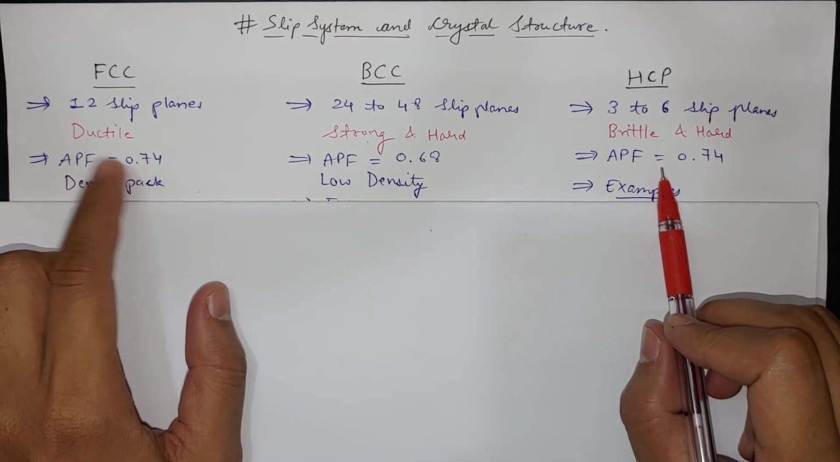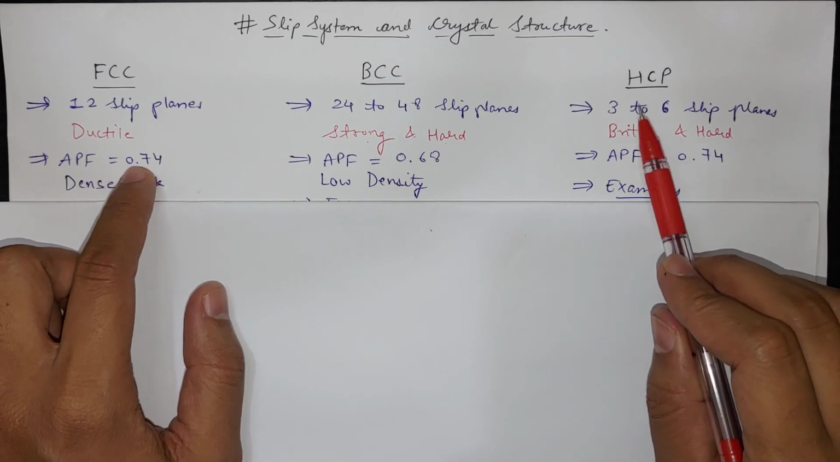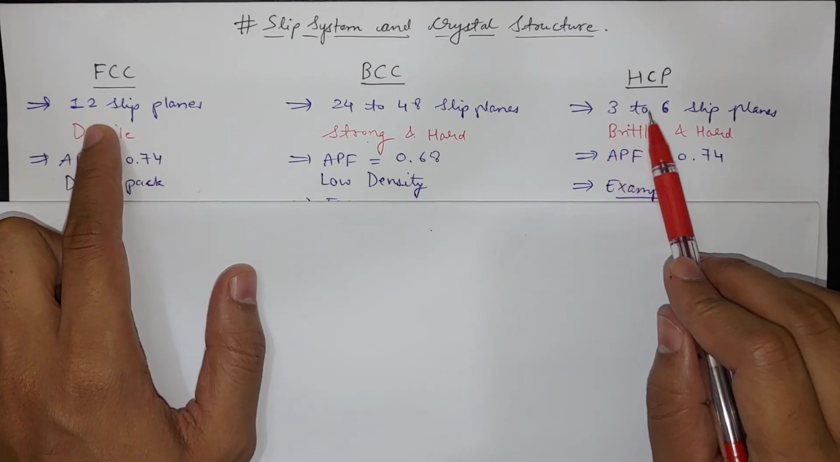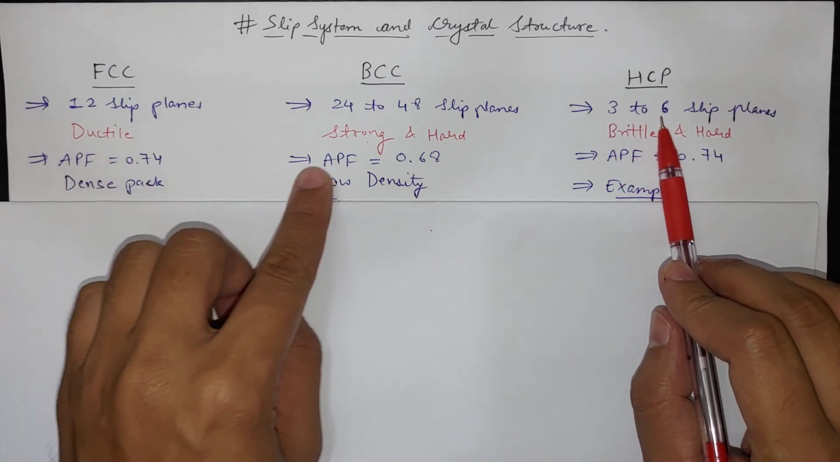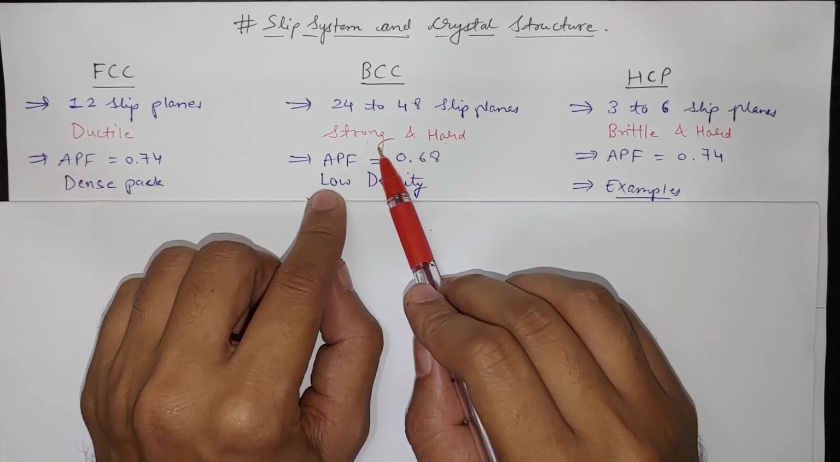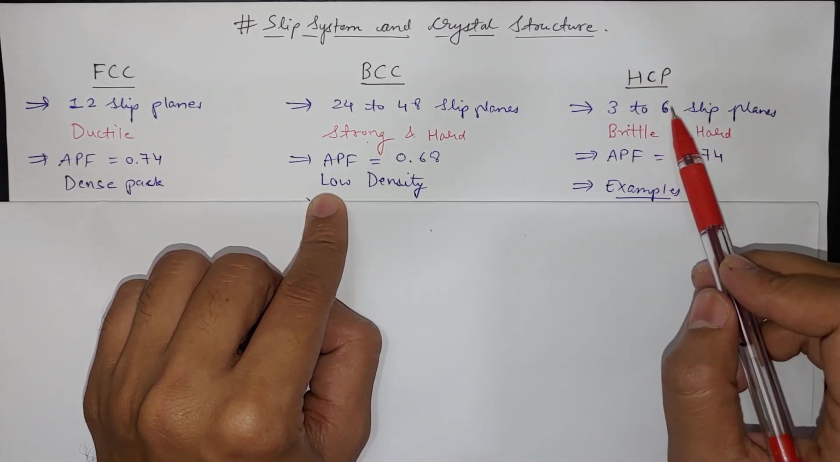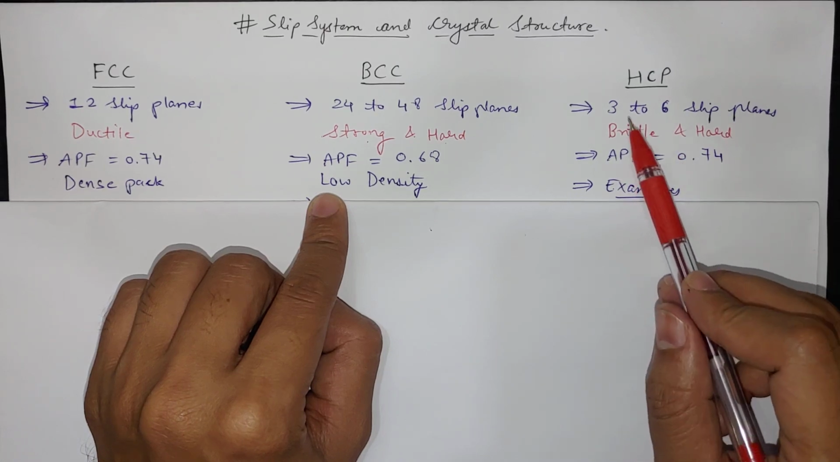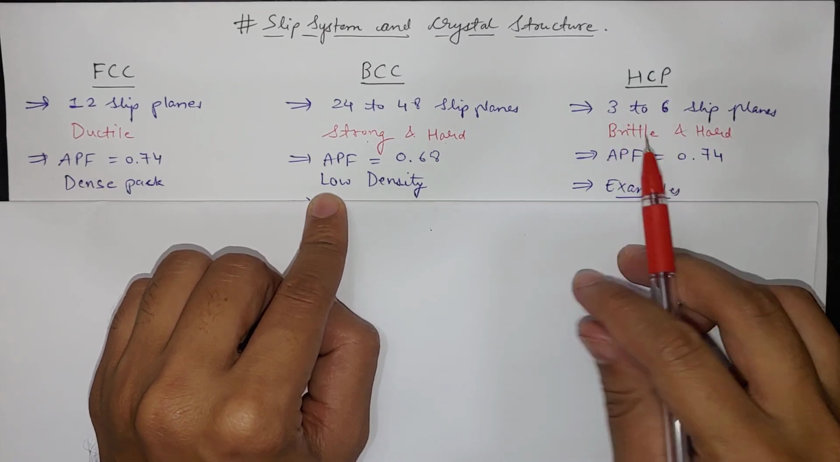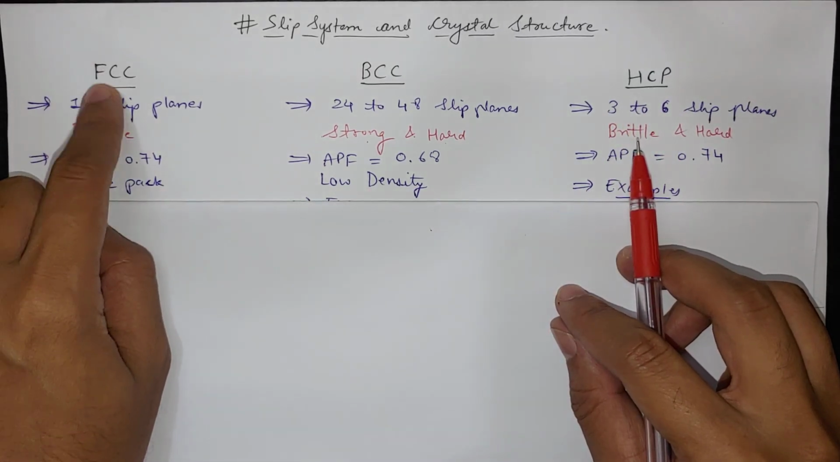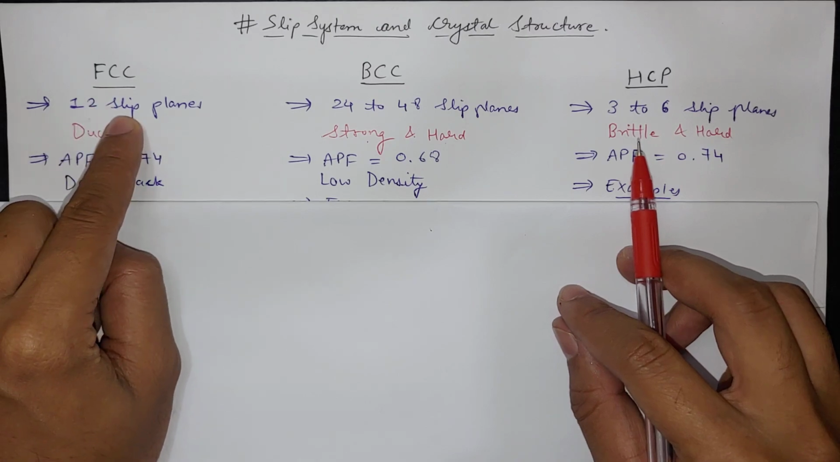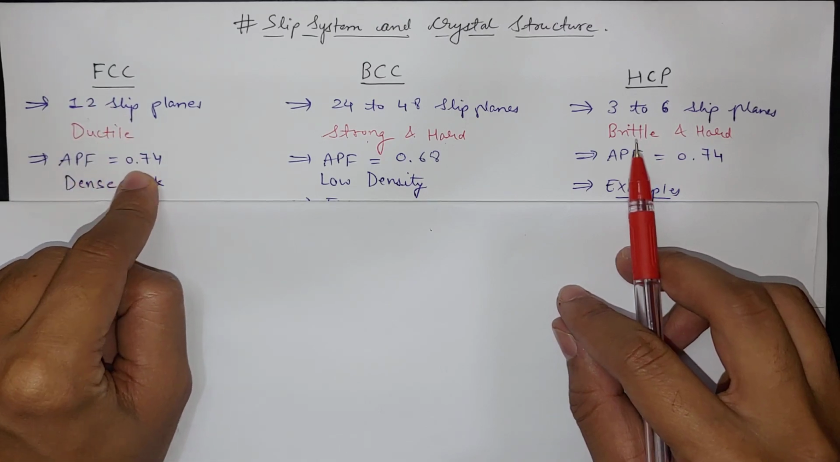The atomic packing factor is the same as FCC, but there is a significant decrease in slip planes. So the reason for BCC to be strong is its atomic packing factor, and the reason for HCP to be brittle is the lower number of slip planes. And we see the ductile behavior of FCC because it has 12 slip planes and it is more densely packed.